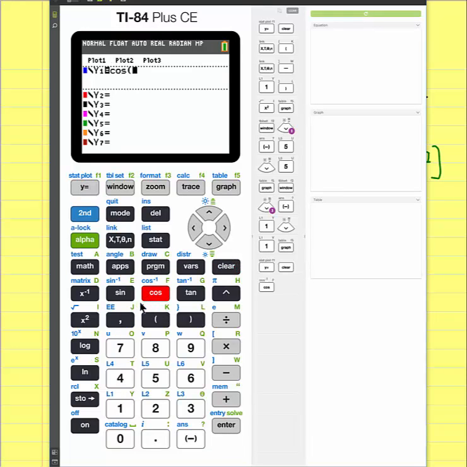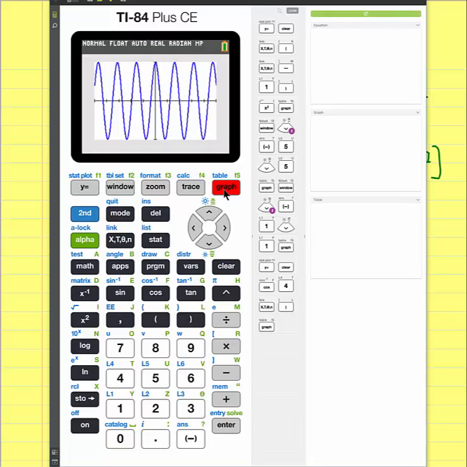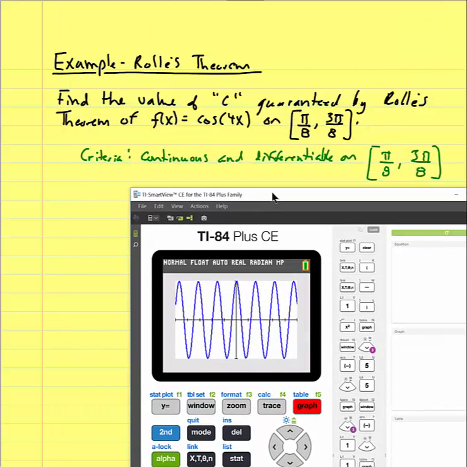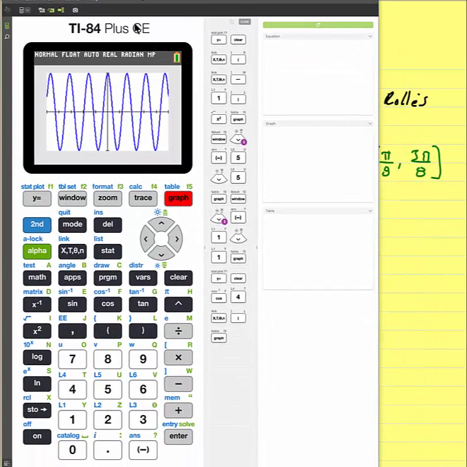So we have cosine 4x. Now, when we graph this, a couple things I'm not sure about is my calculator in degrees or radians, and I can see right up at the top I'm in radian mode, so that's good. So we can see this is definitely continuous. Now my interval only goes from pi over 8 to 3 pi over 8. That's a very small chunk of the first quadrant basically, so it's right in here.